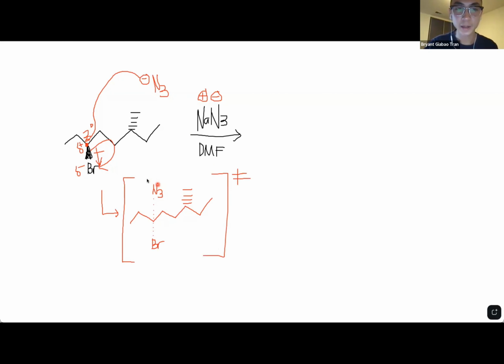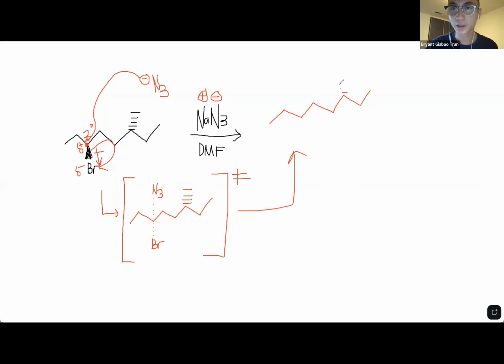This N3 here and this Br are 180 degrees apart, like anti, from each other. This is important because this is what backside attack is. It attacks on the backside of the leaving group. So when she tells you to draw the mechanism of the SN2 with the transition state, which is this symbol over here, you would have to include that these are 180 degrees apart from each other. And then when that happens, we get our final product where the stereochemistry inverts.